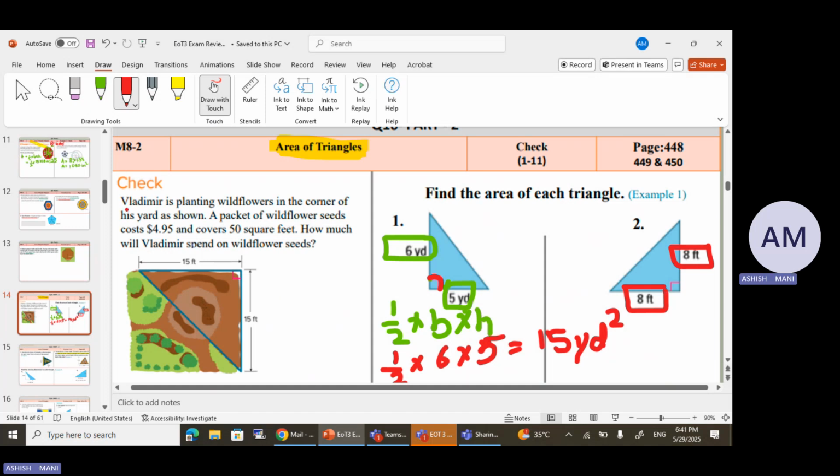In this question, Vladimir is painting wildflowers in the corner of his yard as shown. A packet of wildflower seed costs $4.95 and covers 50 square feet. How much will Vladimir spend on wildflower seeds? So we have to find the cost. To find the cost, first find the area.